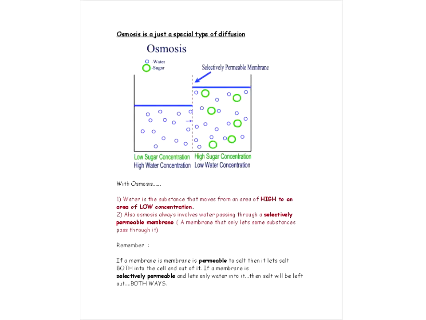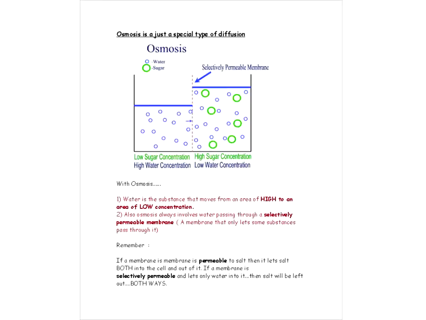Okay, now we're going to look at osmosis. And remember that osmosis is just a special type of diffusion. Why is it a special type of diffusion? Okay, so we're looking at the diagram here. We see that, first of all, it involves the movement of water. So that's the particles that are moving with osmosis.